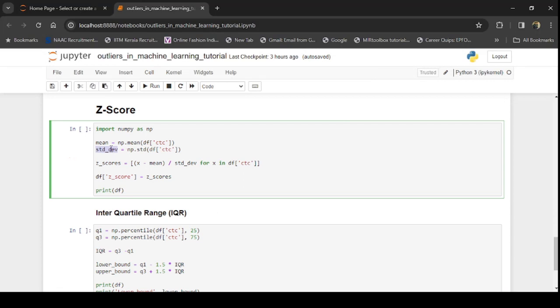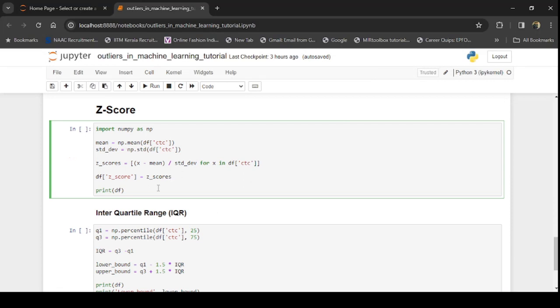During our theory class, we have seen what is the mathematical equation for Z-score. Hence, we are evaluating mean value and standard deviation value of our CTC column. And then for each data point, we are evaluating x minus mean by standard deviation, which is nothing but the formula of Z-score. And finally, we are adding Z-scores in our data frame.